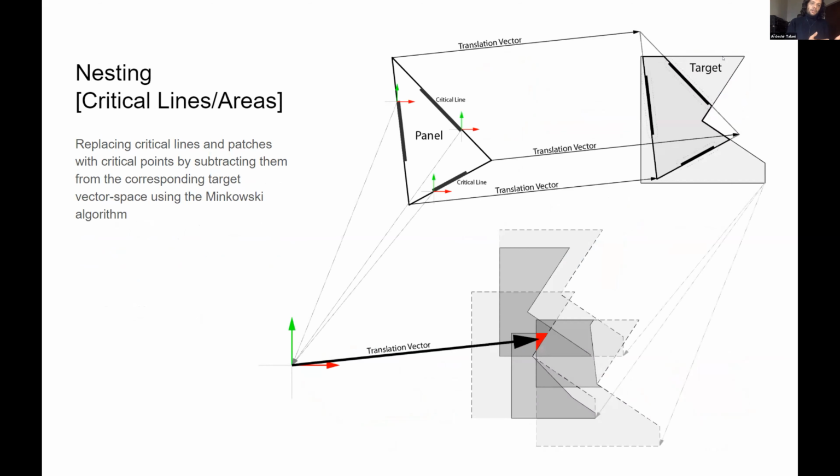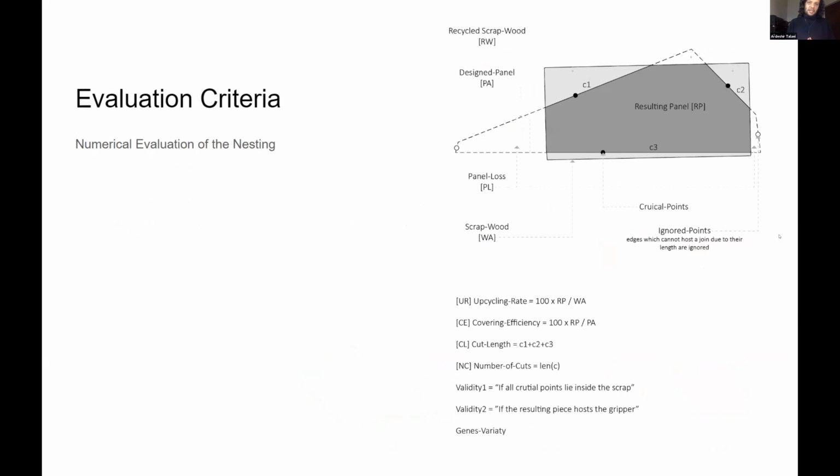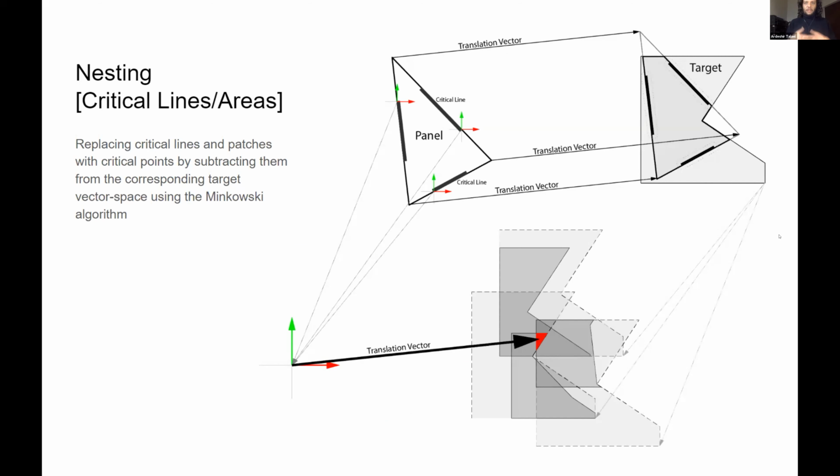Anyway, we came up with this custom nesting algorithm that you can see one example of here. We have this triangle on the left, and we have that target piece on the right. And we defined some specific lines, which you can see as thicker lines on the panel. This custom algorithm just fits your panel inside the target, which is your material piece, in a way that all those lines lie inside the material.